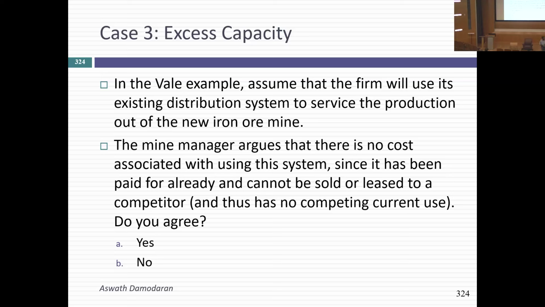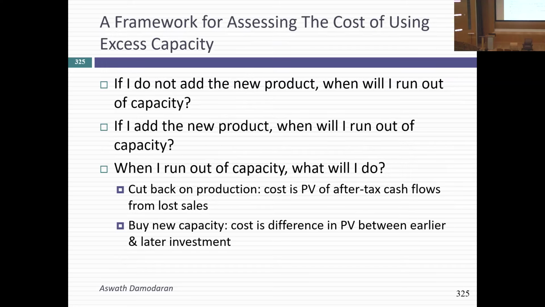But let's play it through. Let's assume that there is an existing product growing. And by using the excess capacity for the new product, you're going to run out of capacity earlier rather than later, right? In that case, I remove the choice from you. But when you run out of capacity earlier rather than later, there are two things you can do. One is you can cut back on the production of your less profitable product. So if you have two products using it, you could look at, if I'm running out of capacity, should I cut back on the retail use of this or the clinic's use, based on margins and profitability? Or you can build new capacity. If you build new capacity, the effect is the present value cost of investing earlier rather than later.